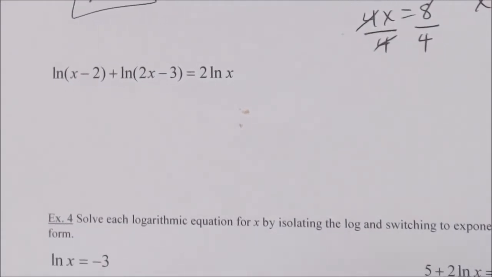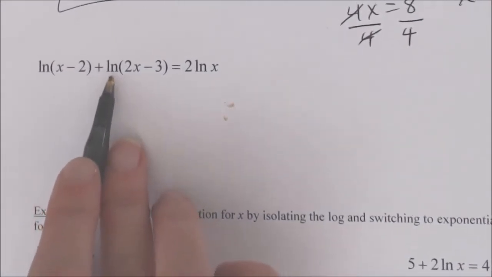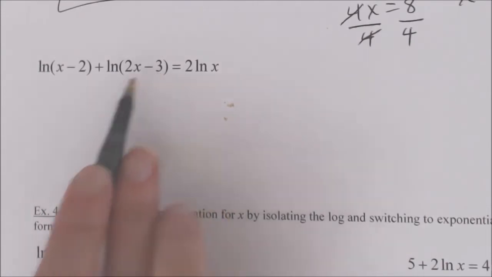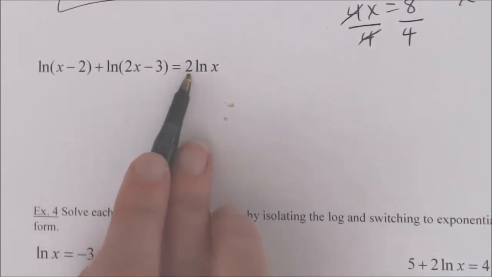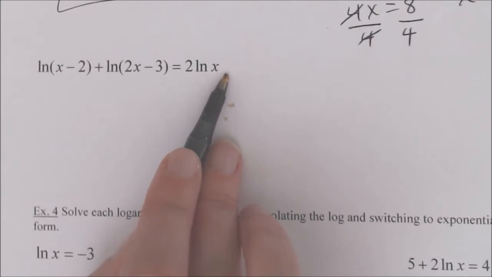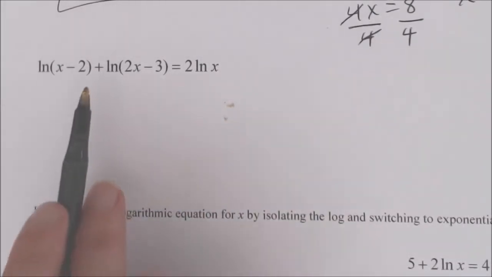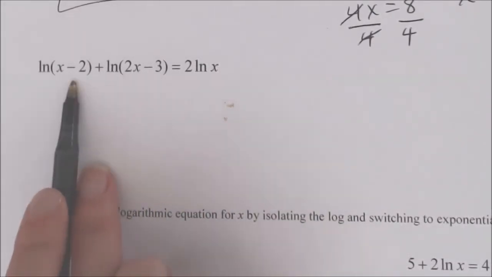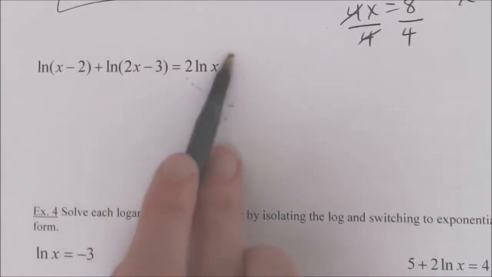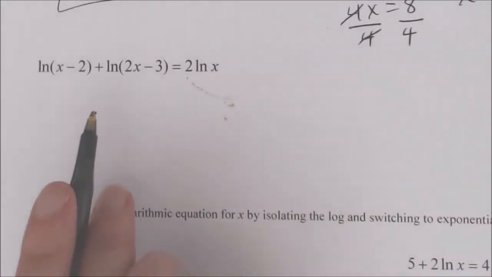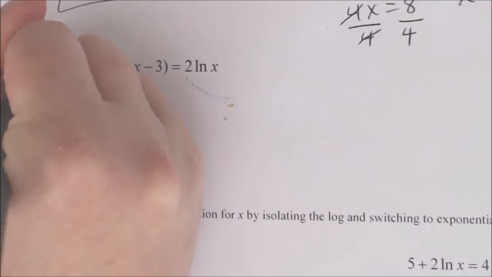Let's try this one. We've got natural log of x minus 2, I'm sorry, plus natural log of 2x minus 3 equals 2 times the natural log of x squared. If you have more than one log on one side of the equation and another log or something else on the other side, let's go ahead and condense our logs first.